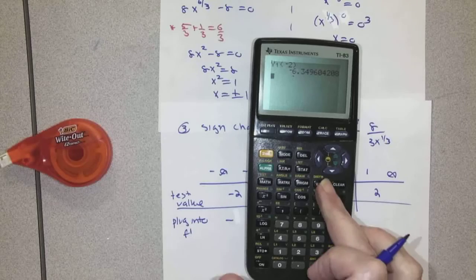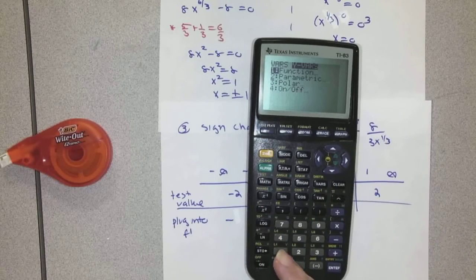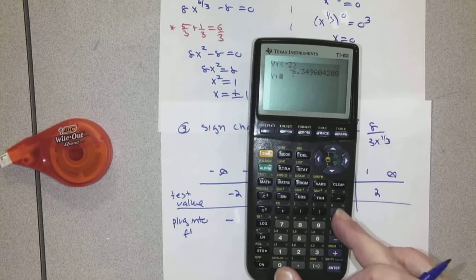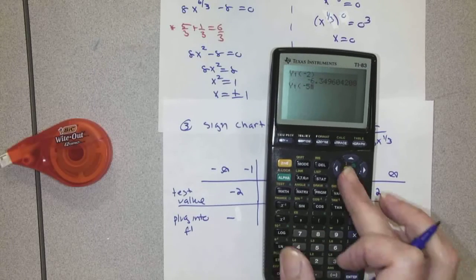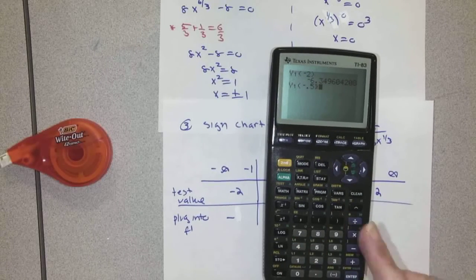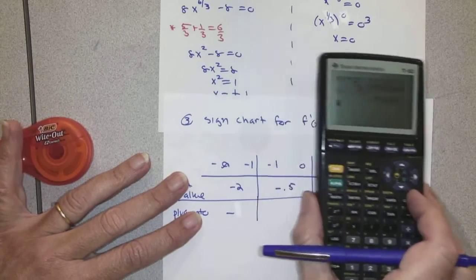Again, the key sequence. Vars, arrow over to y vars. Then it's a function, and I typed it into y1. Then you put in the number that you want. Parentheses, negative 0.5. So it really is saying do y1 of negative 0.5. I get that answer. It's going to be positive.